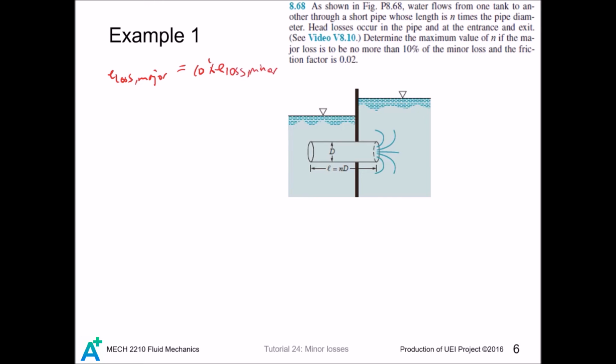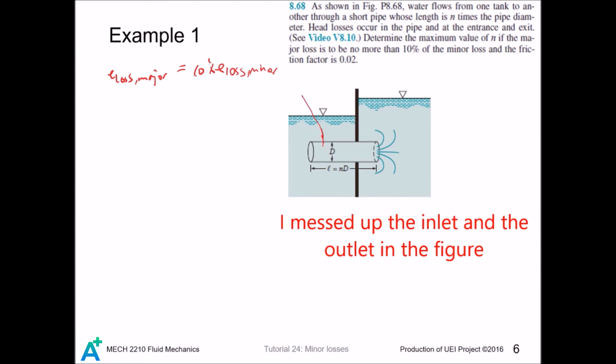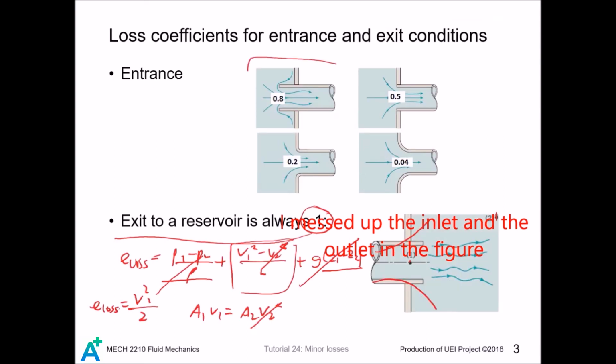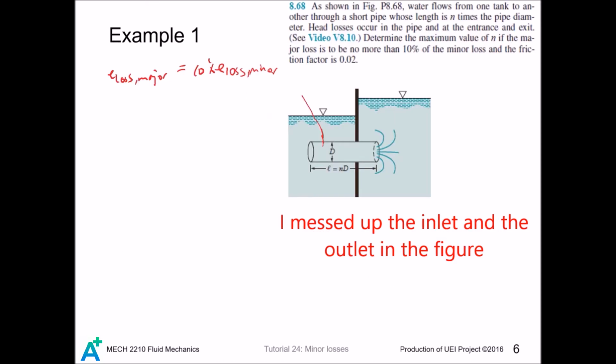But we look at our flow. Here we have an entrance going like this. The entrance condition looks like this in the figure, and this gives the loss coefficient equals 0.8. And at the exit, it is going out to a reservoir, so it is always 1. So the total loss coefficient is 1.8.